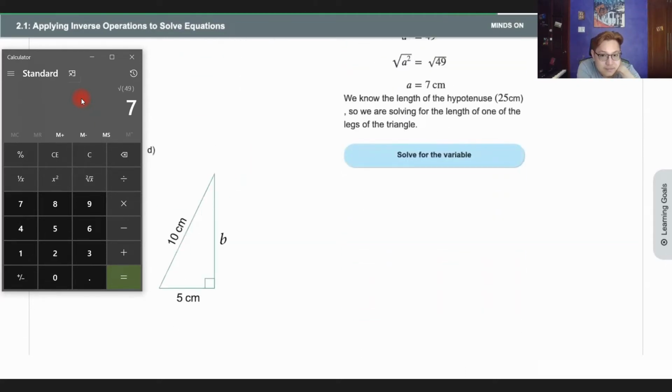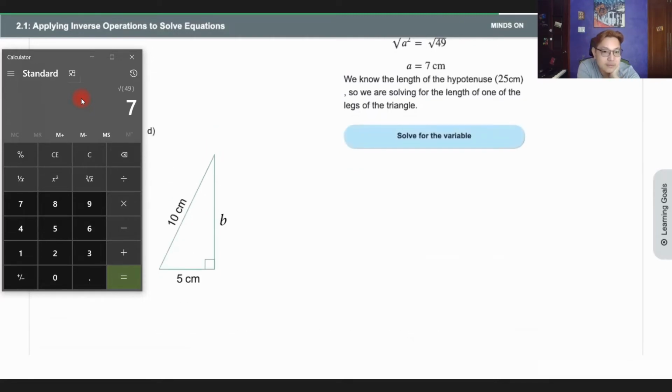And there's D, the last one, should be easy. So take 10 multiplied by itself, which is 100, and 5 multiplied by 5 is 25. 100 minus 25 is equal to 75. But now you have a number that is not really beautiful. It doesn't look whole. It has a lot of decimals, like 8.6602 something.